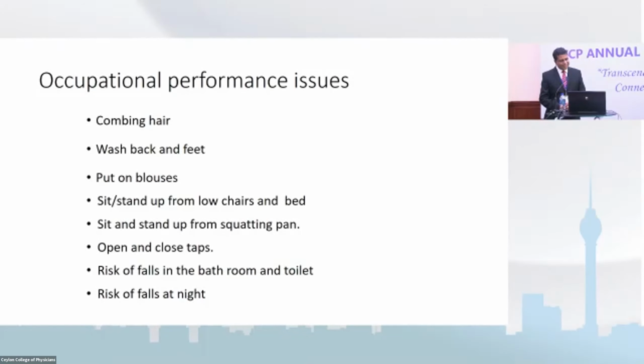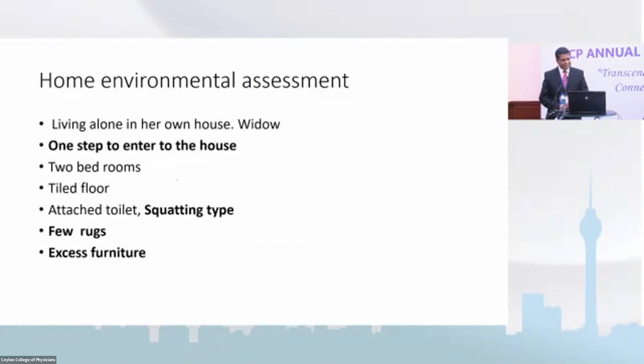So she has assessed combing hair, washing back and feet, putting on a blouse, standing up from lower chairs and bed, sitting and standing up from a squatting pan, because they had a squatting type toilet, and how she was able to open and close taps, and the risk of falls in the bathroom and toilet. That is very important, because of maybe wet bathrooms, and risk of falls at night. So she did the home environmental assessment as well.